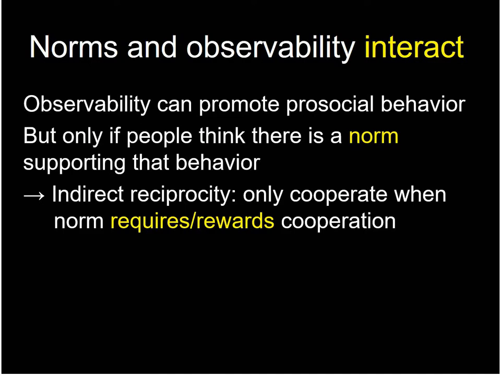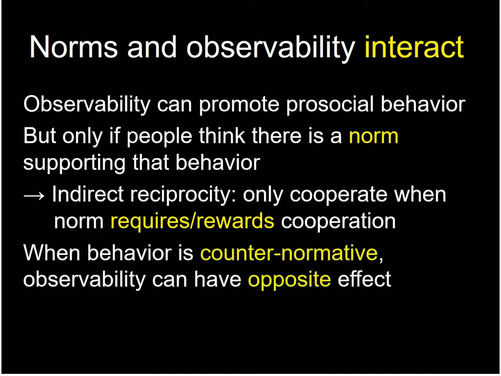And so the implication is that making behavior observable in some kind of real-world field context is only going to increase the behavior insofar as people think that behavior is normative in either a descriptive or an injunctive sense, and probably both. And the other side of that is that if there are behaviors that are counter-normative, then observability will depress the occurrence of those behaviors, even if they are actually good behaviors.